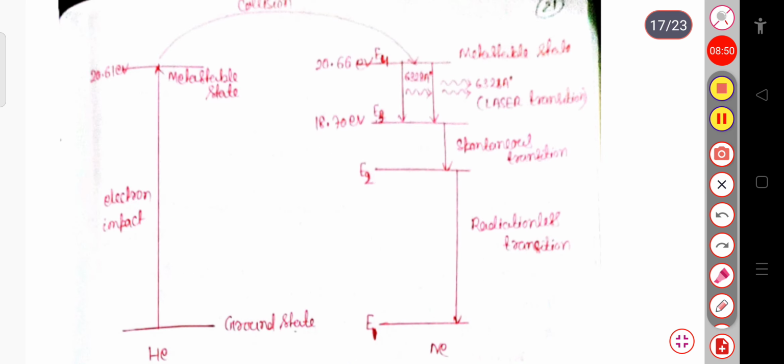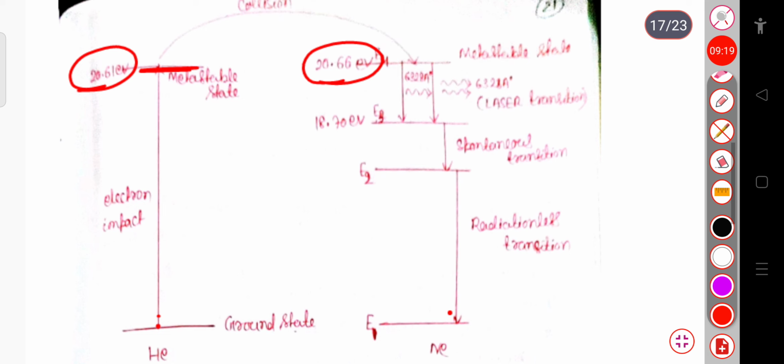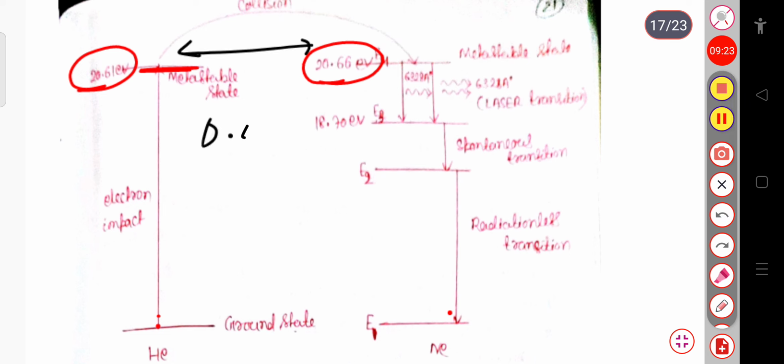So first of all, this is your helium one and this is your neon. When the electric discharge is passing through this gas mixture, the electrons will accelerate towards the positive electrode. During this passage, they collide with the helium and neon atoms. So now this helium atom will get excited and reach the 20.61 eV state, and the neon will reach the 20.66 eV state. But here the energy difference between these two is 0.05 electron volt.